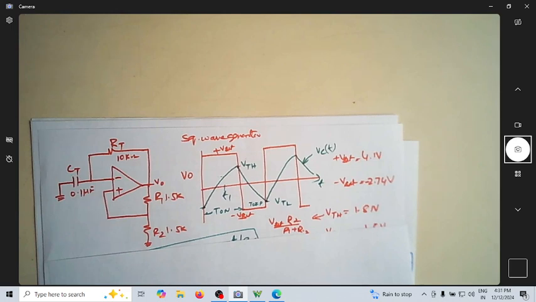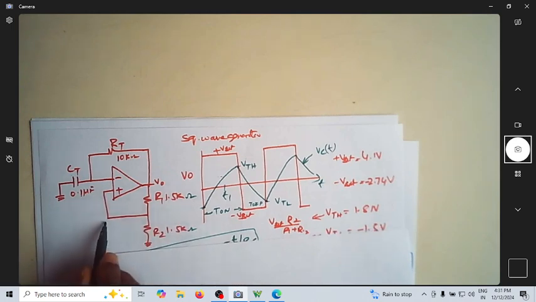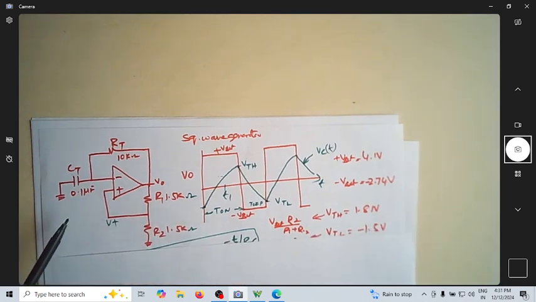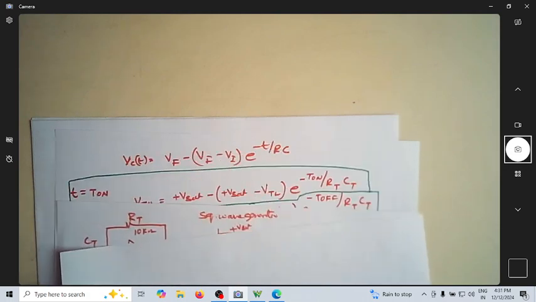In the last case we considered a circuit diagram with resistors R1 and R2 both 1.5 kilo ohm, which provides the required value of V plus, and we used a timing capacitor of 0.1 microfarad and a fixed resistor of 10 kilo ohm. We could find the on time and off time, the capacitor charging and discharging, and the output plus V sat and minus V sat. All of that we have found out. Now let us continue with the same thing.